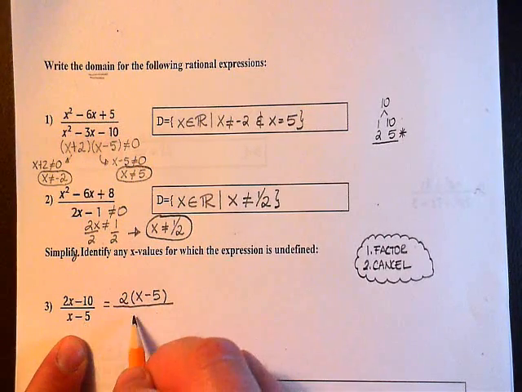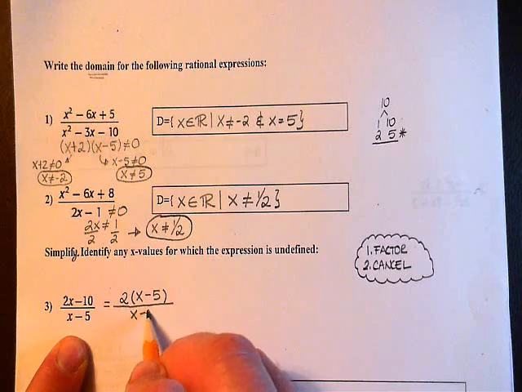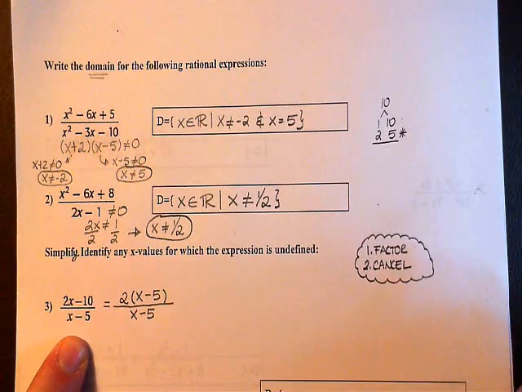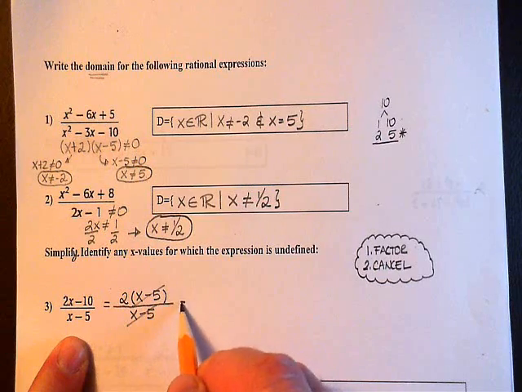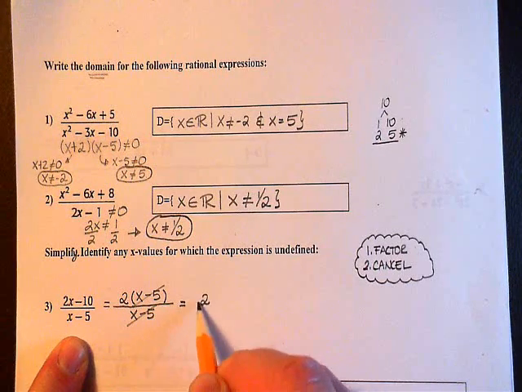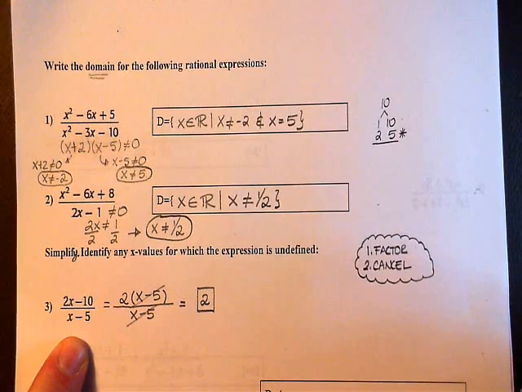And then on the bottom, there's nothing I can factor, so I just write x minus 5. And then these two cancel. This equals 2. Okay, so I have simplified.